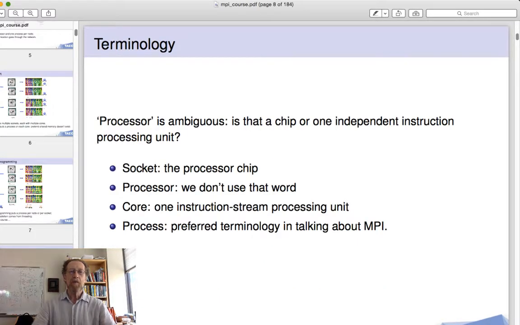So now we have a bit of ambiguous terminology. What is a processor? Is that a chip, or is that an independent instruction processing unit? So instead, we don't use the word processor, and we talk about a socket if we really want to talk about the chip. And a core is one instruction stream processing unit. But mostly, we will use the terminology process. So a process is one running MPI Unix process.